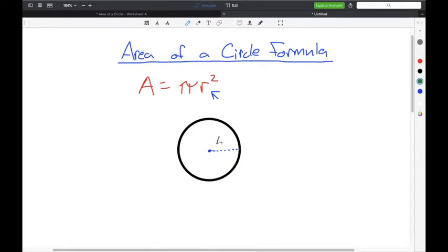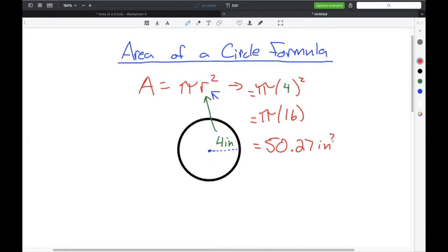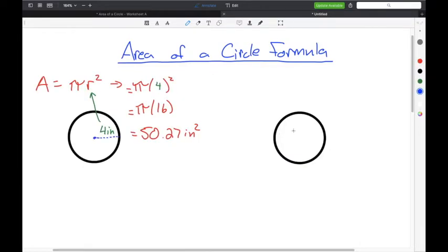Now let's say you're told that the radius is 4 inches. You will take this information and substitute it into the formula where radius is supposed to go. So your formula will change from pi r squared into pi times the radius, which in this case is 4, squared. Then you simplify 4 squared, which is 16, and then you do pi times 16, which is equal to 50.27 inches squared.